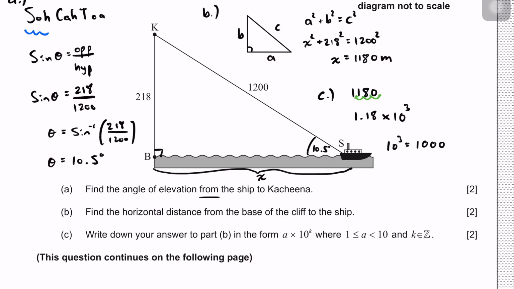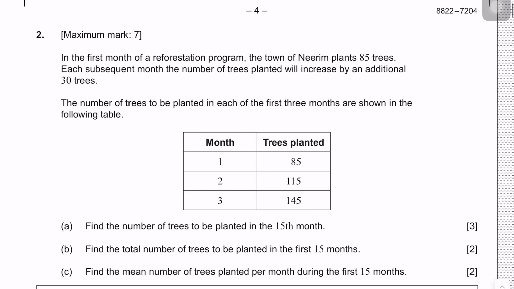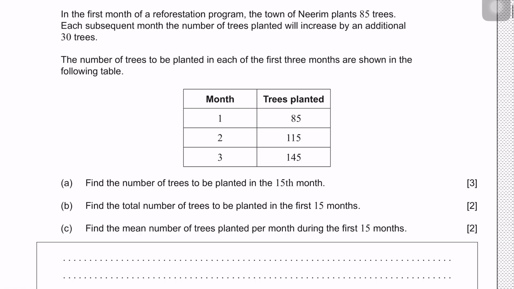Okay, let's go on. Question 2. In the first month of a reforestation program, the town of Nirim plants 85 trees. Each subsequent month, the number of trees planted will increase by an additional 30 trees. The number of trees to be planted in each month of the first 3 months are shown in the following table. So we have month 1, 2, 3, and then the number of trees planted within that month. Find the number of trees to be planted in the 15th month.